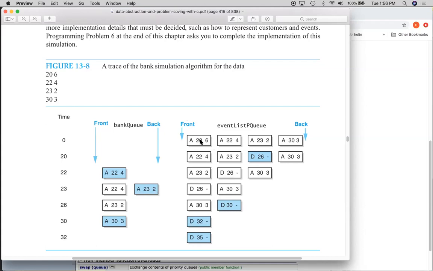Now in this case, they've got the front and back here, but what matters is the priority, and how the priority is going to be determined in our case is the arrival time, right? Whatever the time of the event is, the earlier that is, or the lower the number, the higher the priority that event is going to have. Does that make sense? Because if someone comes into the bank at time 20, obviously they're going to have a higher priority than someone that comes into the bank at time 22.